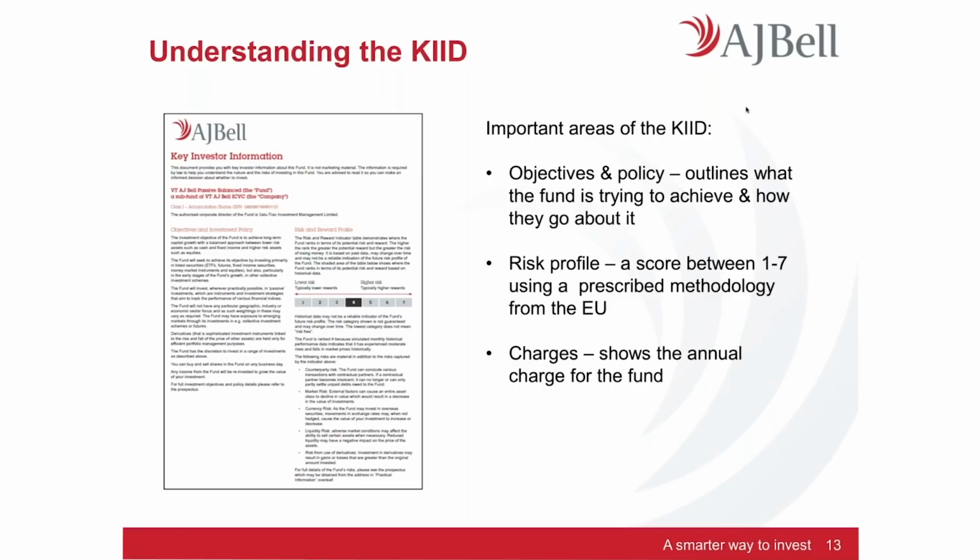And this is a consistent document which really aims to look at a few things, including the objective and policy. So it'll speak about what the mandate is trying to adhere to, and give you a bit of information there. It will look at its risk profile as well, and give you a score between 1 to 7 using a prescribed methodology from the EU, which is predominantly the SRRI, the Synthetic Risk and Reward Indicator. Now, the way this is calculated is broadly looking back at five years of past volatility.